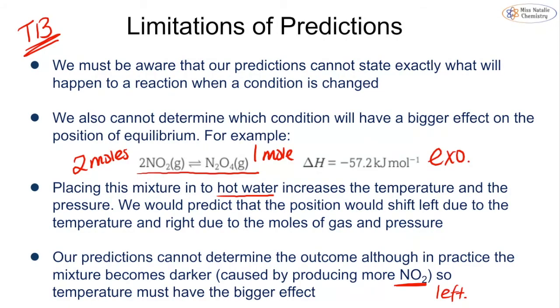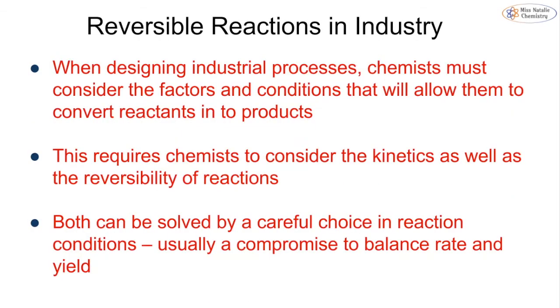But there's a lot of science that goes into designing an industrial process. So when we are designing industrial processes, we have to consider the factors and the conditions that are going to allow them to convert reactants to products, but it's also taking into account the time and the energy costs. So we have to consider not only the kinetics, or the rates, but we have to consider the equilibrium and the reversibility. And typically, we are going to have this compromise to balance out the rate and to balance out the yield. So we have to have a very careful choice in our reaction conditions.